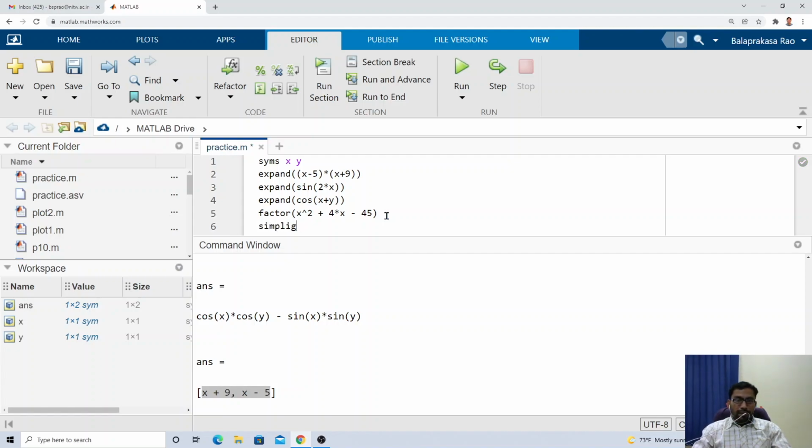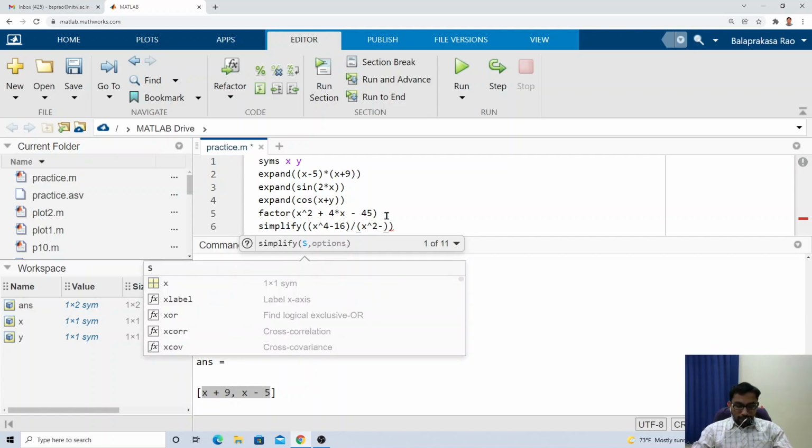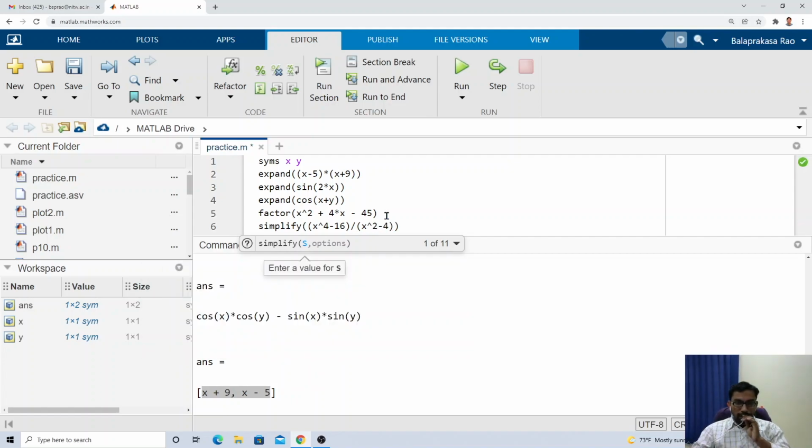Let us say you have an equation with numerator and denominator. You want to simplify the equation. This can be done using simplify. Let us say we have x power 4 minus 16. This is your numerator. And let us say the denominator is x power 2 minus 4.